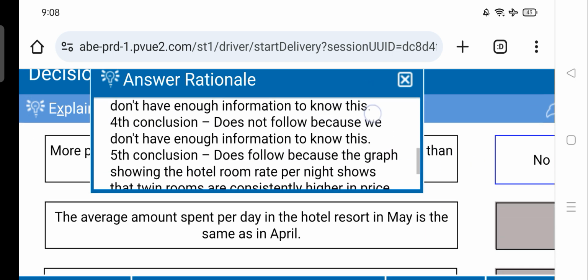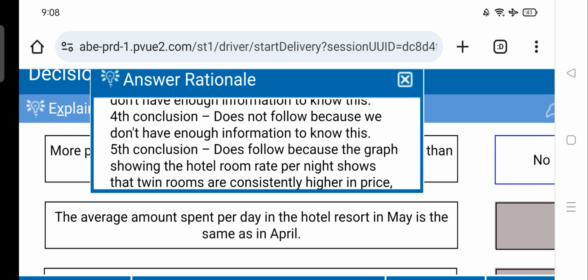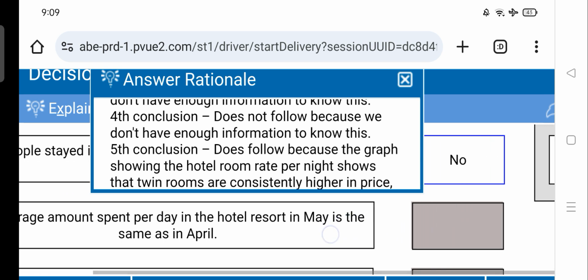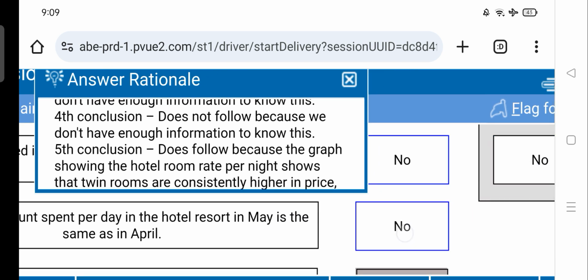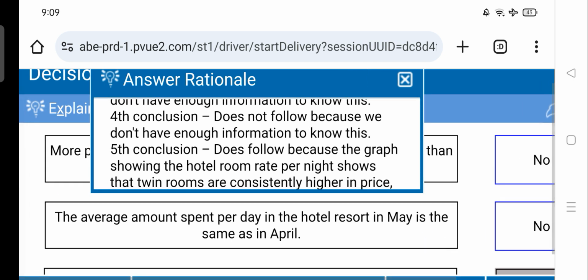The fourth conclusion says the average amount spent per day in a hotel resort in May is the same as in April. This one does not follow because we don't have information again to know this. So we will drop a no in front of this conclusion.